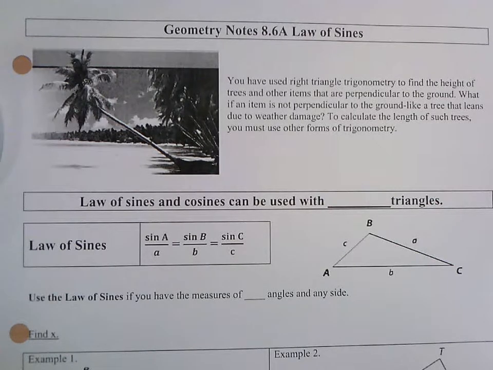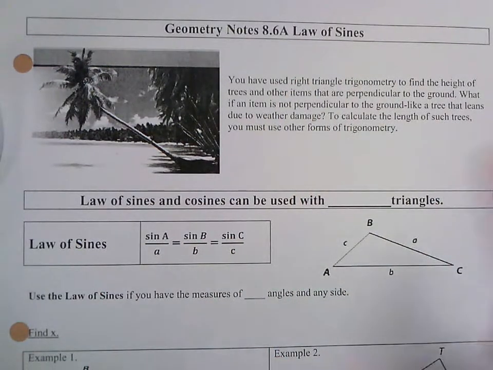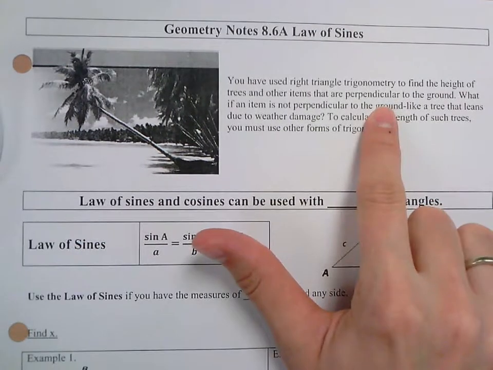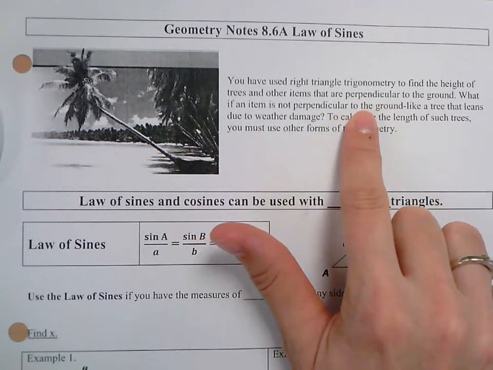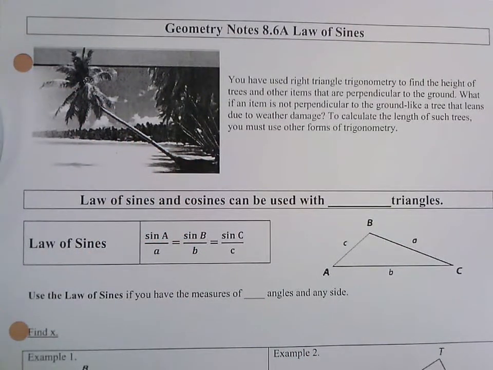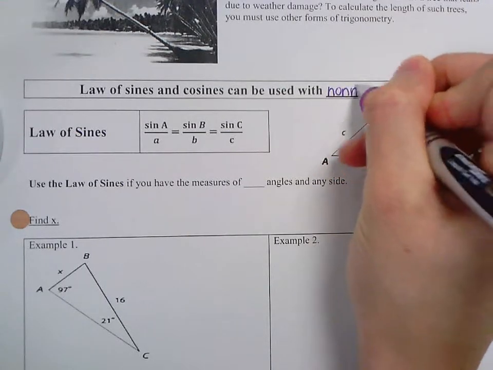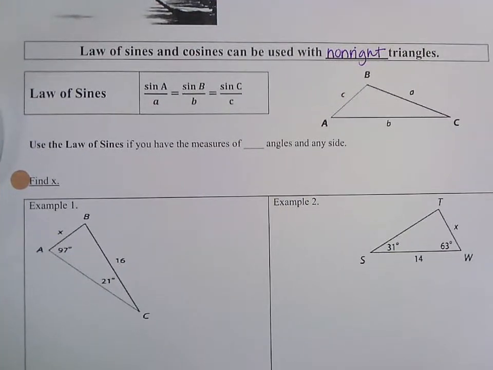Those work when you're given different information. It gives a little information up here on when you would use such a thing. It says you've used right triangle trig to find the height of trees and other items that are perpendicular to the ground, so again, you have a 90-degree angle. What if an item is not perpendicular to the ground, like a tree that leans due to weather damage? If you still want to calculate the length of the tree, you can use other forms of trig. So law of sines and cosines are used with non-right triangles. And then I have law of sines given to you right there.